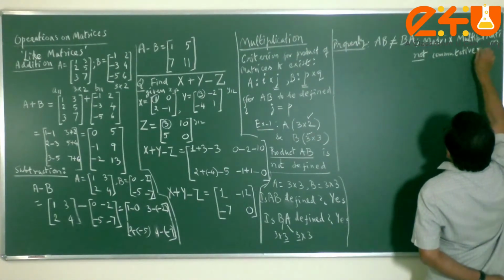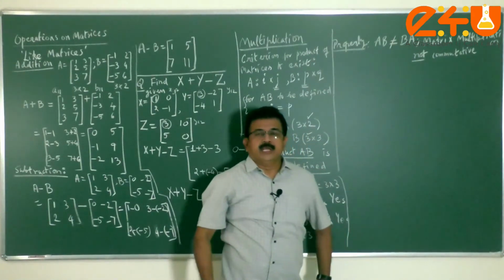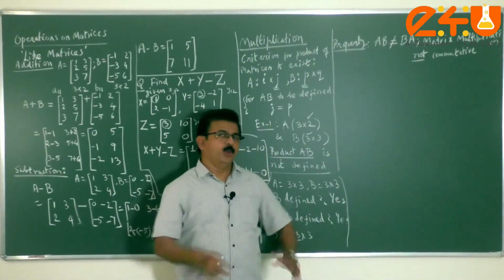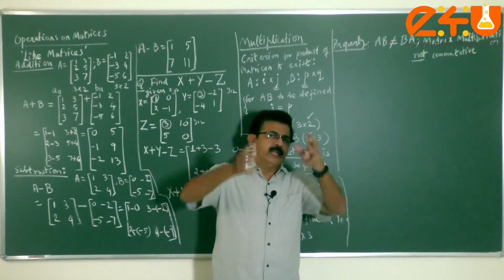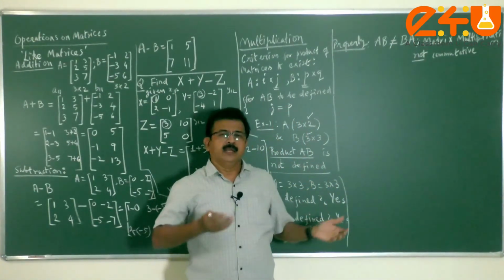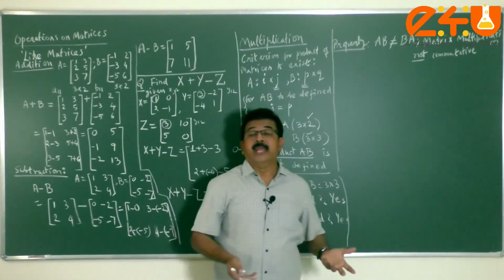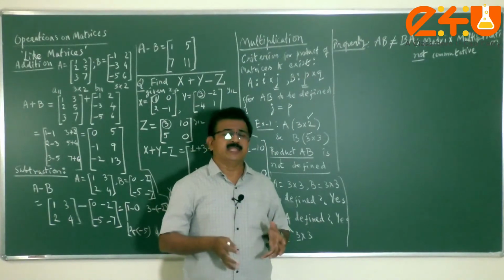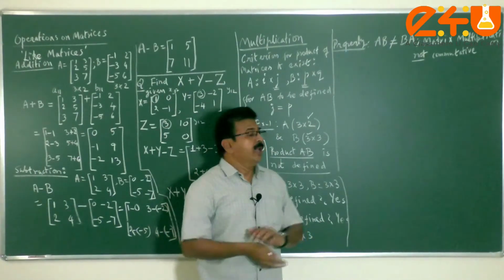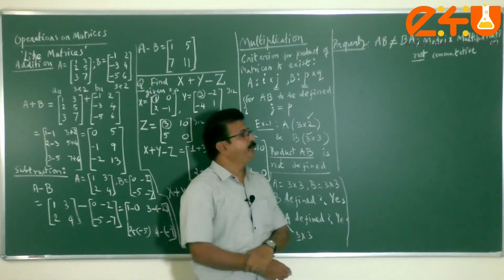In general, when we say not commutative, it is a general property. You may of course come up with a unique example. Sir, I took this matrix, I took another matrix, I found the straight order, reverse order, I found the product to be equal. It can happen in unique cases, but not in general. So commutative property is not there. Okay.